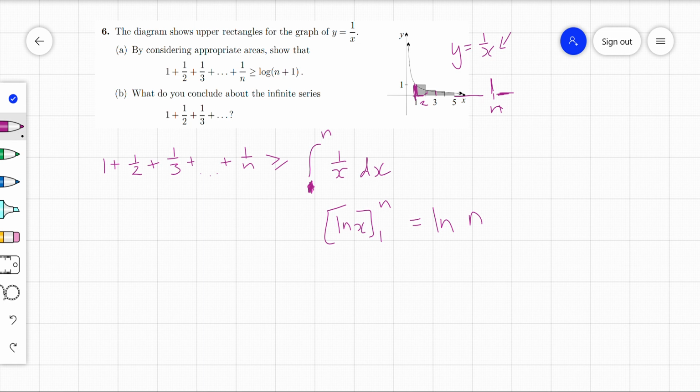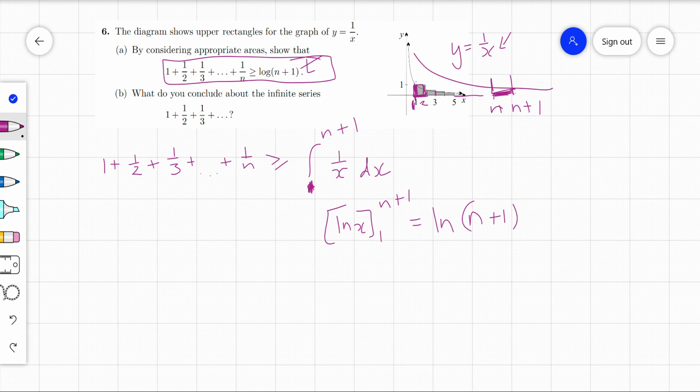But yes, sorry, I did make a mistake here. So that should be n plus 1, shouldn't I? I should be going between 1 and n plus 1, because when I put the 1 in, it goes between 1 and 2 is the rectangle there. So when I put n in, it's going to go between n and n plus 1. So I'm finding the area under the curve between 1 and n plus 1. So let me just change that, and then we will get what we want, which is log of n plus 1. So we can see that this inequality has to work.